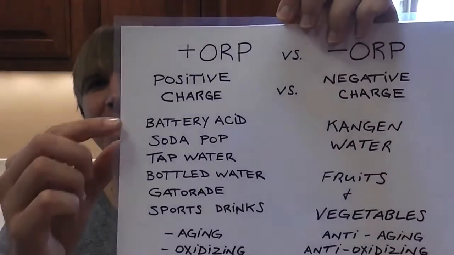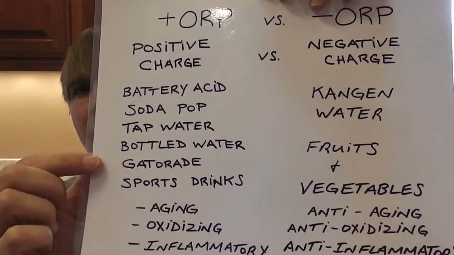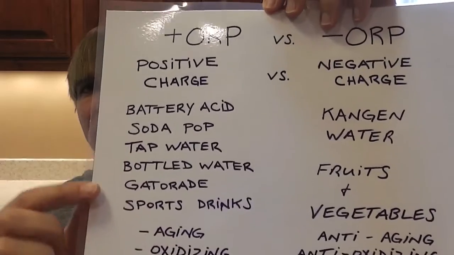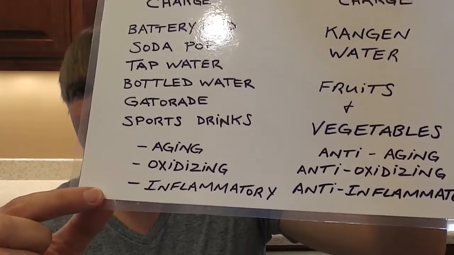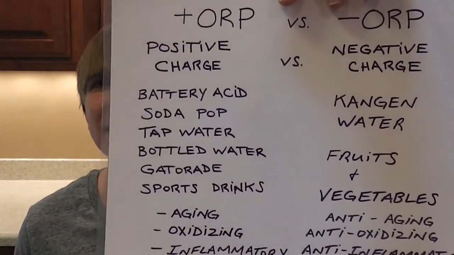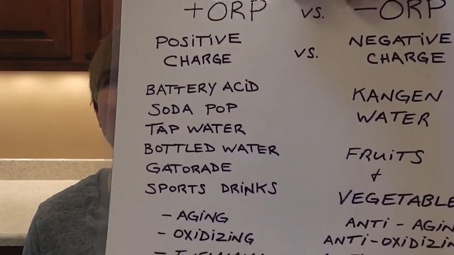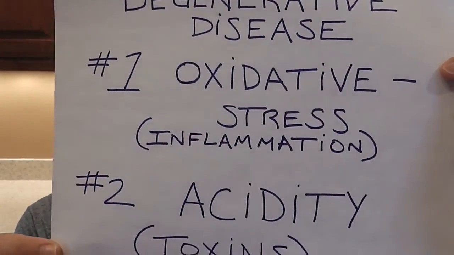And so, as you see here, we're constantly being bombarded to drink soda pop, Gatorade, sports drinks, and bottled water, tap water. All of these things are acidic. All of these things are aging, oxidizing, inflammatory. And the processed foods that we eat. These things are all causing too much acidity, too many toxins in our body, and too much inflammation, too much oxidative stress. All these things are contributing to these two causes right here.